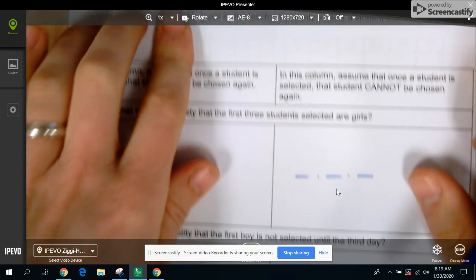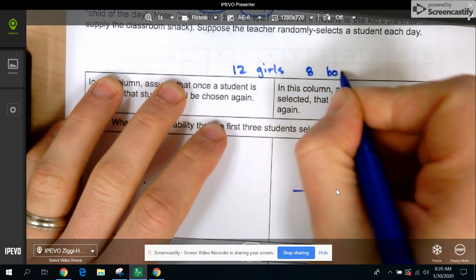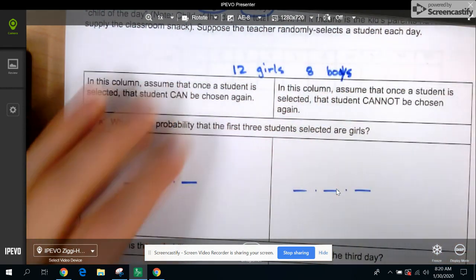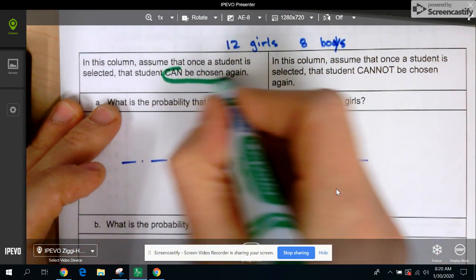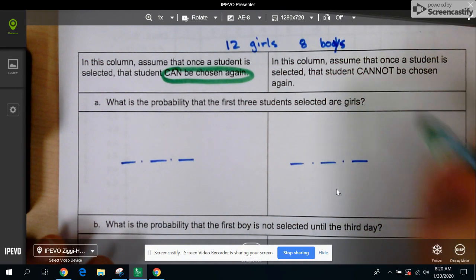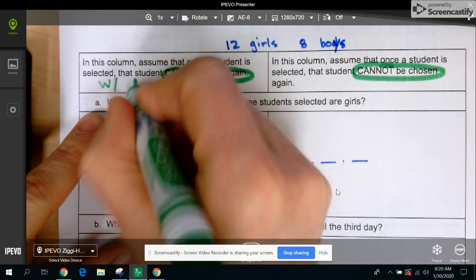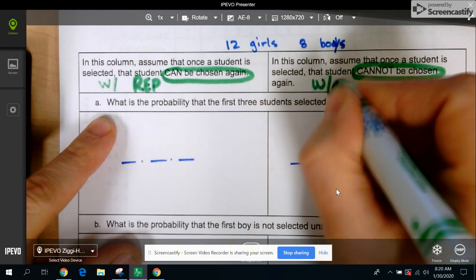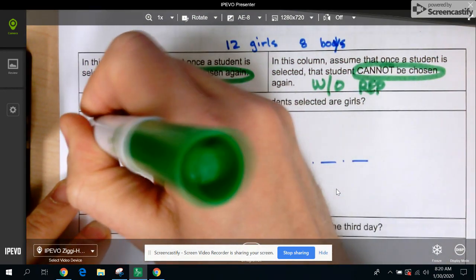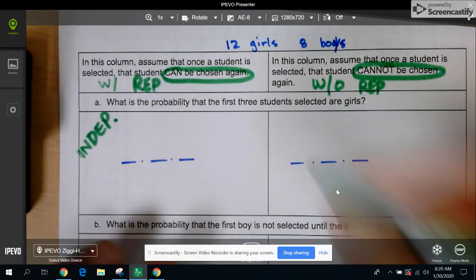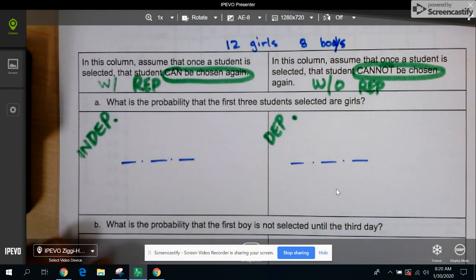All right, so we're going to be looking at 3 situations here. You need to keep in mind that there are 12 girls and that there are 8 boys. Boys does not have a D in it. So in this column, let's assume that a student can be chosen again. And in this column, let's assume that a student cannot be chosen for a second time. Or in other words, this one is with replacement, and this one is without replacement. And let's recall that when they're with replacement, that means that these events will be independent. And here, without replacement, these events will be dependent.